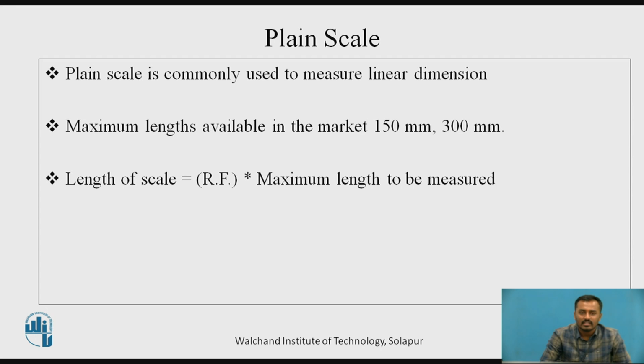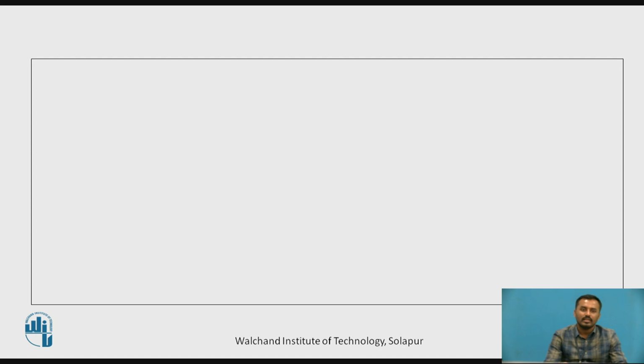The length of the scale is determined with the help of the representative fraction. The length of the scale is obtained with the help of one parameter called the maximum length to be measured. This factor, the maximum length to be measured, comes from the object on which the dimensions or drawings need to be prepared. In that object we see the maximum side that is incorporated on the sheet, and that maximum length is taken here and multiplied with the representative fraction, and based on the product of both, we will select the length of the scale. Okay, this is about plane scale.